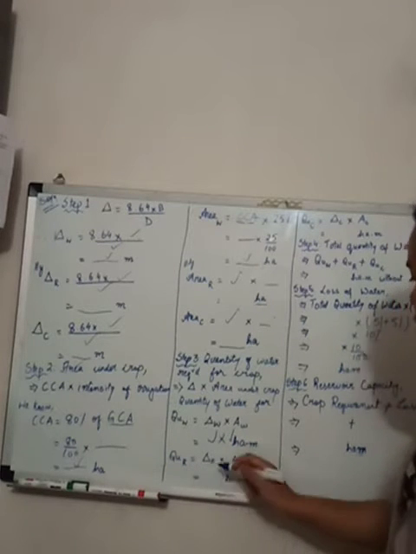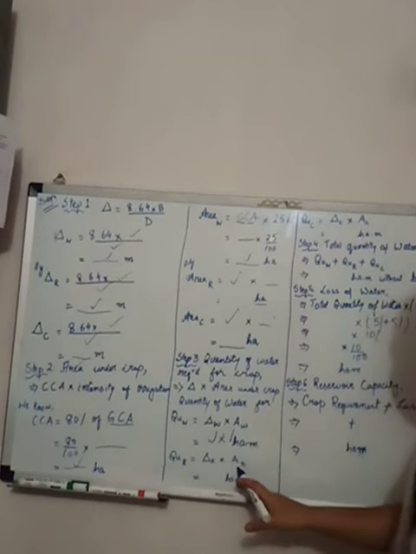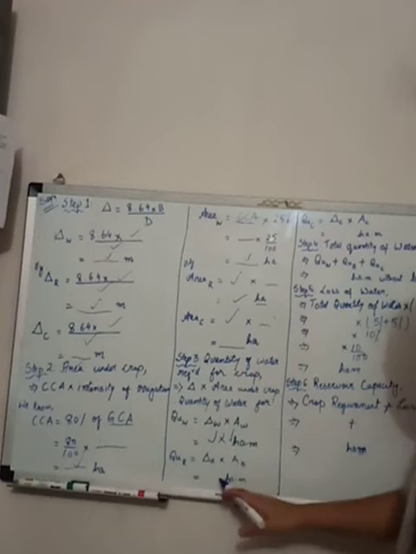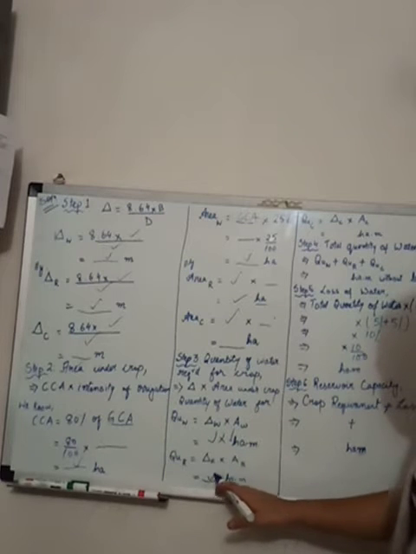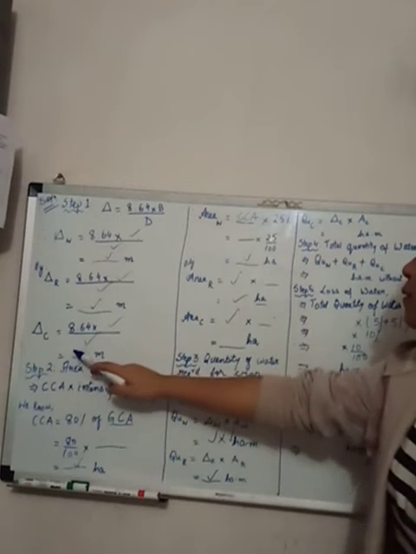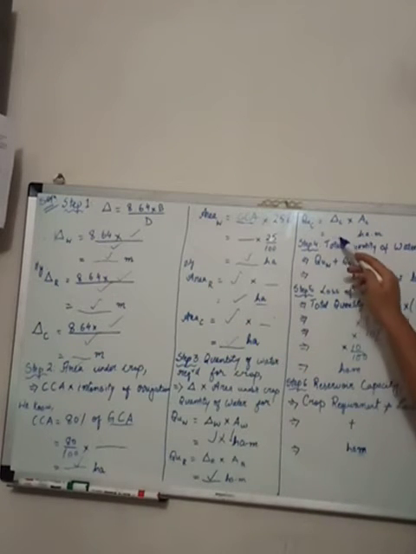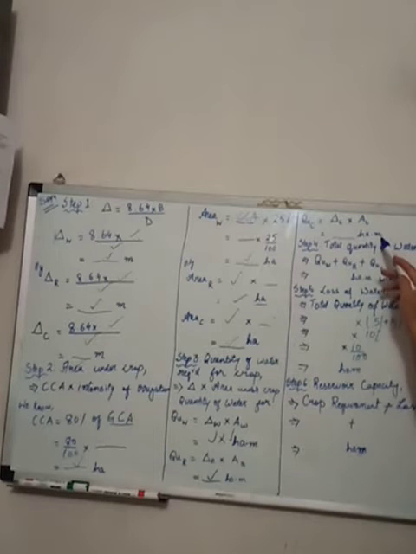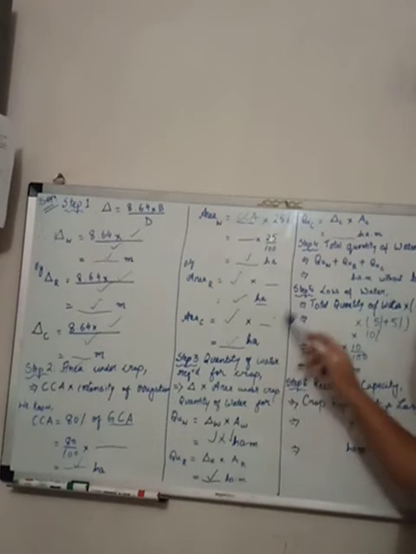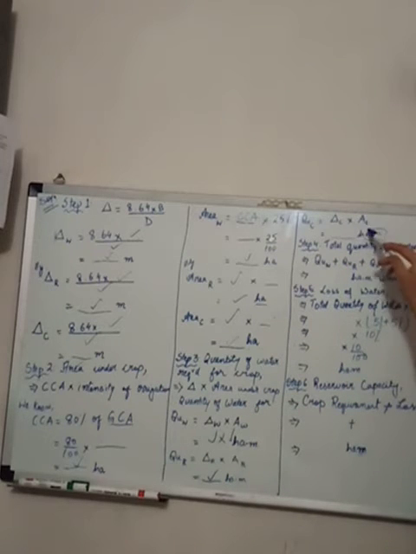Similarly for rice, delta R from here into AR, you put it here. You will get the quantity of water for rice. And for cotton, delta C into AC, the area under cotton, you put it here. The area is in hectares and the depth is in meters, so the unit is hectare meter.